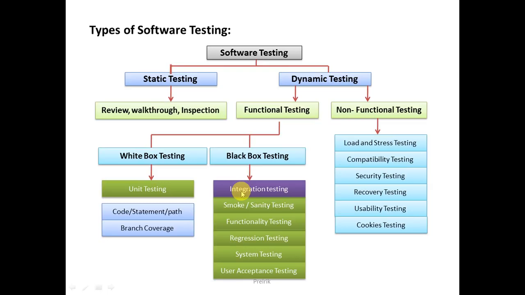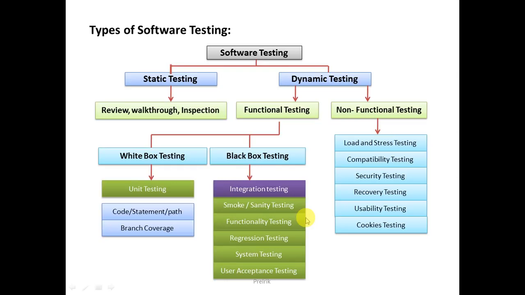It may come under white box as well. So that is why I have kept the background color of this block as purple. And the rest of the testing part is only part of black box testing, which is in greenish color. So what are the testing types that come under black box? It's smoke and sanity testing. What is smoke and sanity testing?